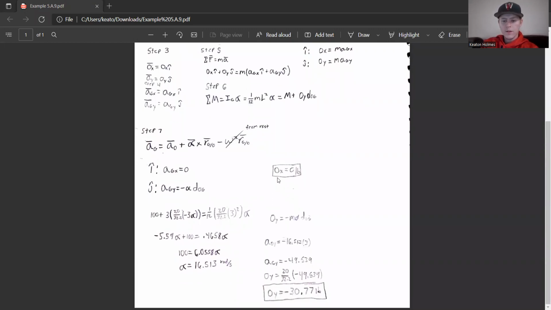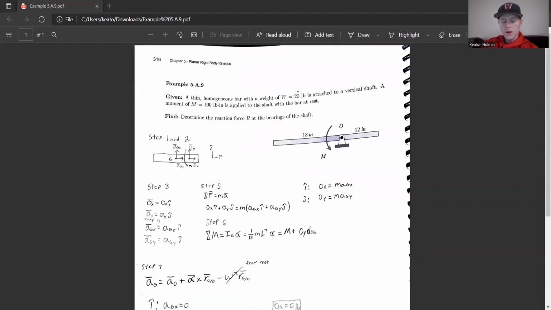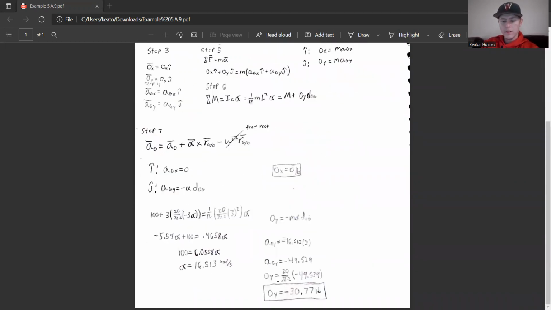And then once we figure that out, we can just go ahead and plug it straight back into this equation right here to solve for AGY. And that AGY equals negative 49.539. And then to solve for OY, we take the mass, which we take from the weight up here, and divide it by the gravitational acceleration, and then multiply that by our AGY, and we get OY is equal to negative 30.77 pounds.